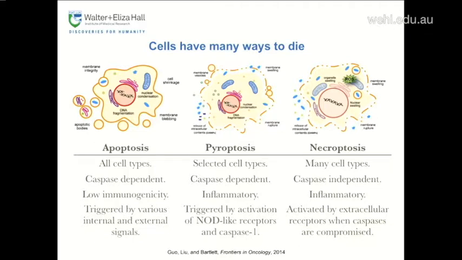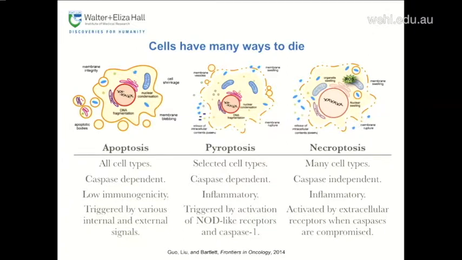So what most people would have heard of is apoptosis. These are all regulated forms of cell death, which means that the cell gets a signal and then it undergoes a chain of events that cause it to die. So apoptosis can pretty much be performed by all cell types. It's a caspase-dependent form of cell death with low immunogenicity.